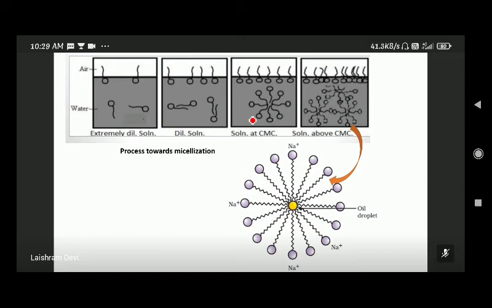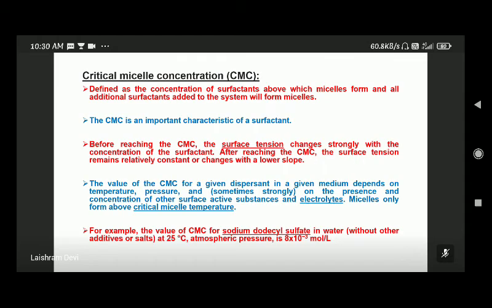देखो, critical micelle concentration is defined as the concentration of surfactants above which micelles form, and all additional surfactants added to the system will now lead to micelle formation. Critical micelle concentration के बाद जो भी आप detergent या surfactant add करोगे, it will lead to formation of micelles. No more surfactant will go into the surface. ठीक है बच्चे? Clear about CMC?